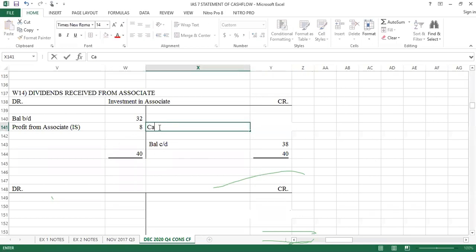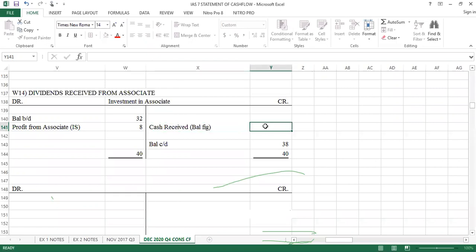So cash what? Received. If it is on, so that is a balancing figure. So these workings were really a lot. 40 minus 38. So that gives you 2.